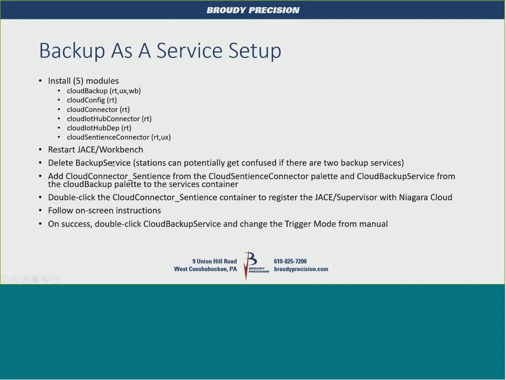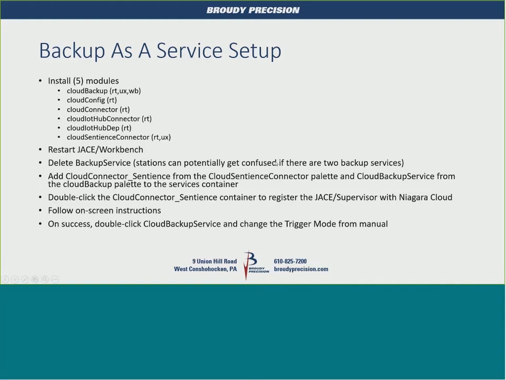You delete the backup service that's in there now, because you put in a new cloud backup service, and having 2 backup services in the JACE, according to Tritium, can cause issues. So you delete that backup service, add the cloud backup one in, as well as this Cloud Sentience connector. You'll register the connector with Niagara Cloud, and then double-click your cloud backup service and set your trigger to be whatever you want it to be.